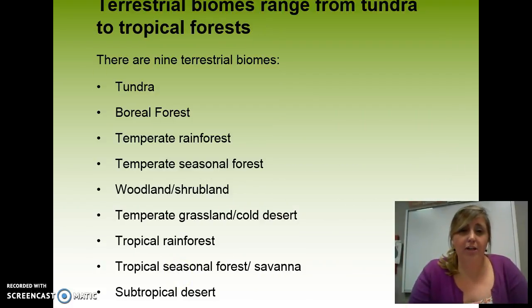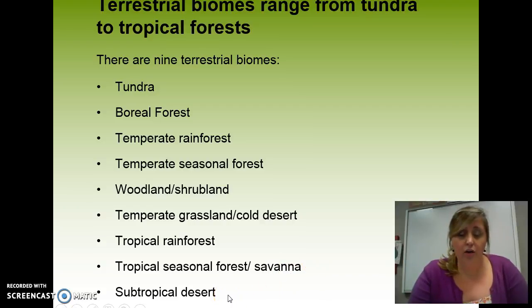Okay, so here are the 9 terrestrial biomes. So we go from the tundra all the way down to the subtropical desert. So you need to go ahead and get these listed. We've got the tundra, the boreal forest, temperate rainforest, the temperate seasonal forest, woodlands and shrublands, temperate grassland and cold desert, the tropical rainforest, tropical seasonal forest or the savanna, and then the subtropical desert.